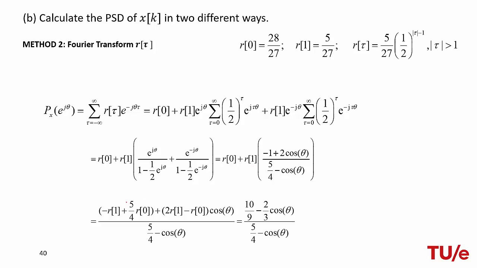And finally, by substituting for r of 1, 5/27, and r of 0, 28/27, and making the calculation, I obtain the same expression as with the first method, that was via the input-output relationship of an LTI system.